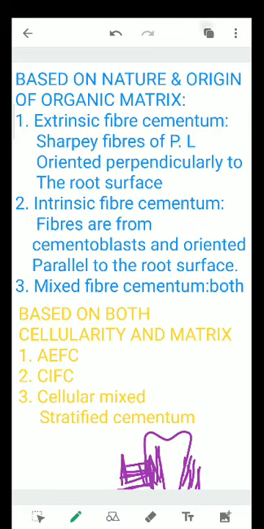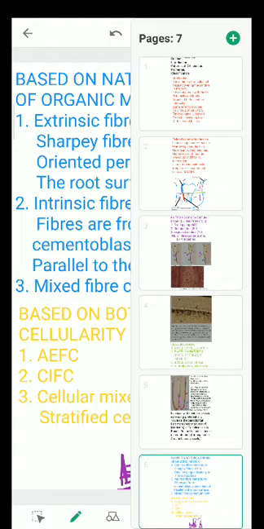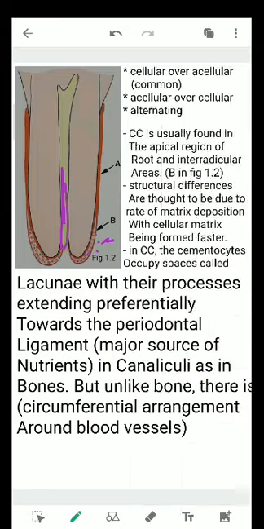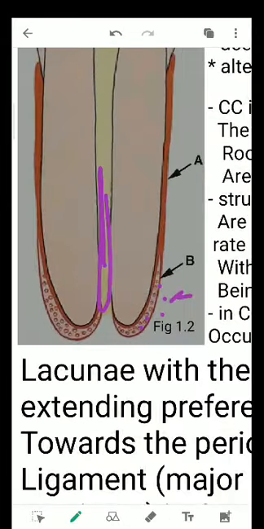So those are the classifications of cementum. Look at this diagram again. This is your AEFC up here, your A, your B here at this portion, right? That's where we have the altogether mixed or the cellular mixed stratified cementum, right? But these dots, just this cementum alone could be referred to as your CIFC, your cellular intrinsic fiber cementum.